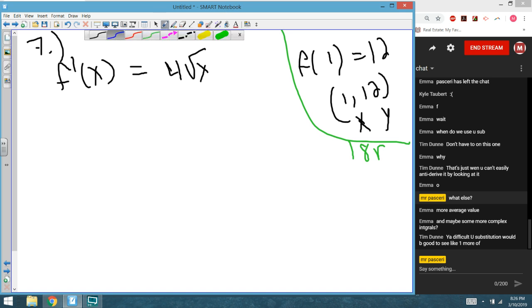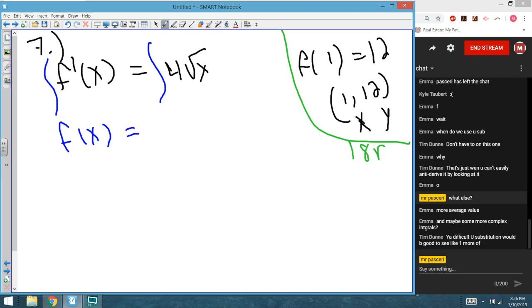Right now I'm just going to try to find what f of x is, so integrate both sides. If I integrate f prime, I get f. Integrating this, x to the 1/2 becomes x to the 3/2 divided by 3/2, which is multiplied by 2/3. So it's really 8/3 x root x. It'd be good to memorize that x to the 3/2 is x root x. So this is what we got, plus c, and that's what f of x is.